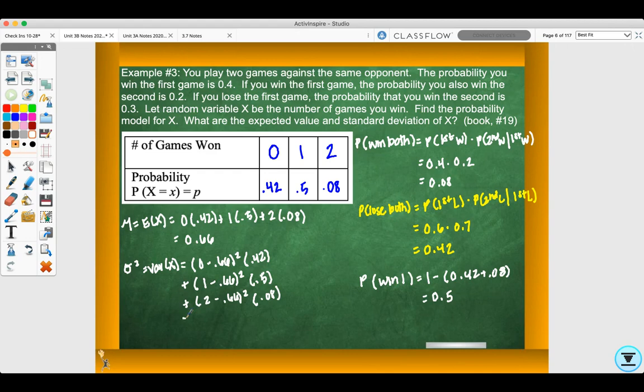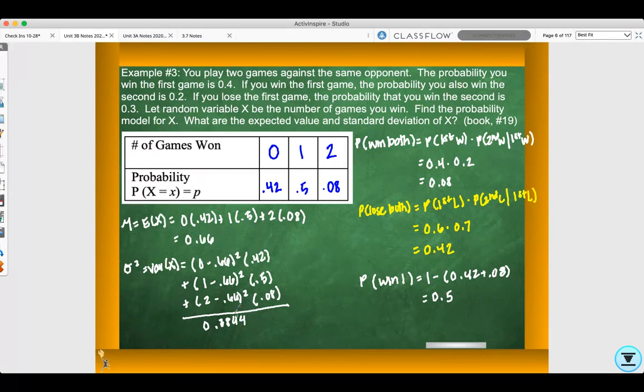And I would take and add all of these together, and you can do this horizontally as well. I just didn't have enough room. And you get 0.3844. So that's my variance. In order to find my standard deviation, that's just sigma. So my standard deviation of x would be the square root of 0.3844. And that would just be 0.62.